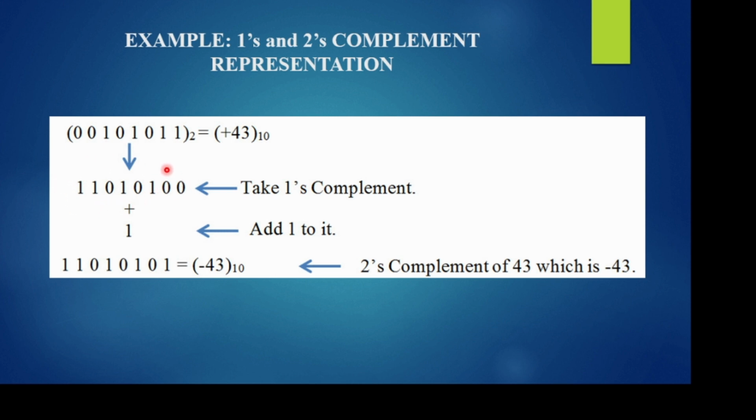In order to represent the number in 2's complement, first we have to take the 1's complement of the number and just add 1 to the 1's complement representation. So this is the 1's complement, and we have to add plus 1 to this value. We will get this value as the result. This represents minus 43. This is the 2's complement representation of minus 43.